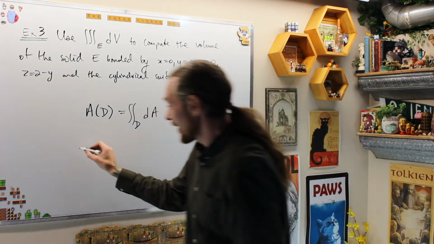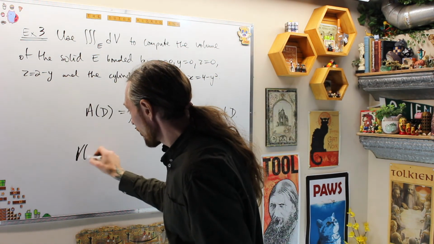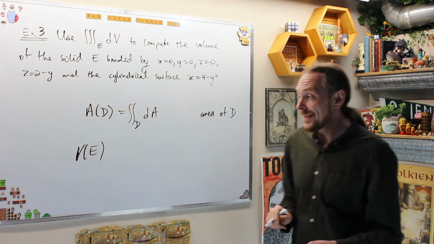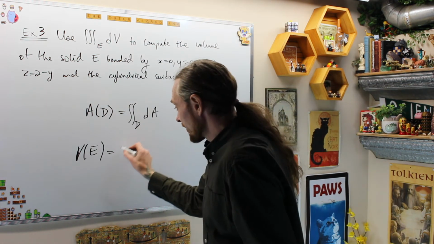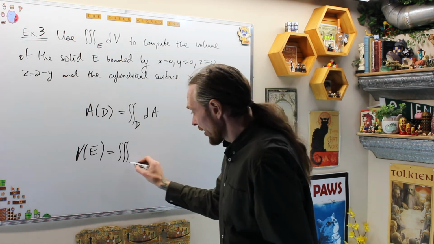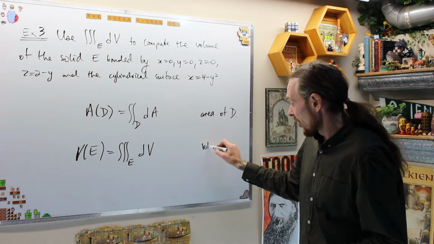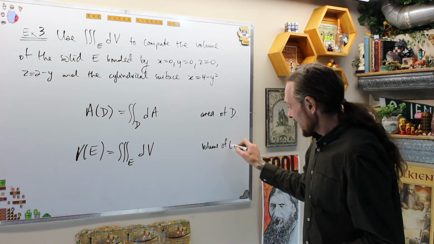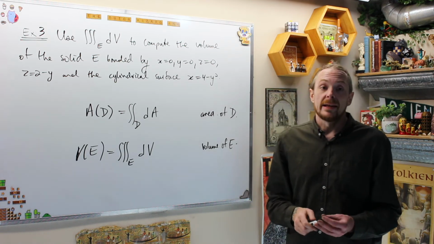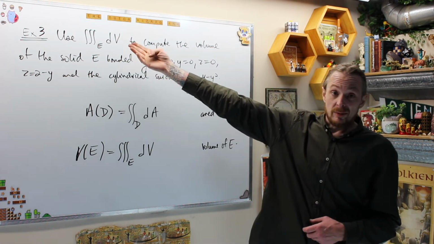Similarly, now what we're saying is if I want the volume of an arbitrary solid E, that is going to be simply the triple integral of 1 over that region dV. This is going to give me the volume of E in that scenario. And that's the machinery we're going to use.